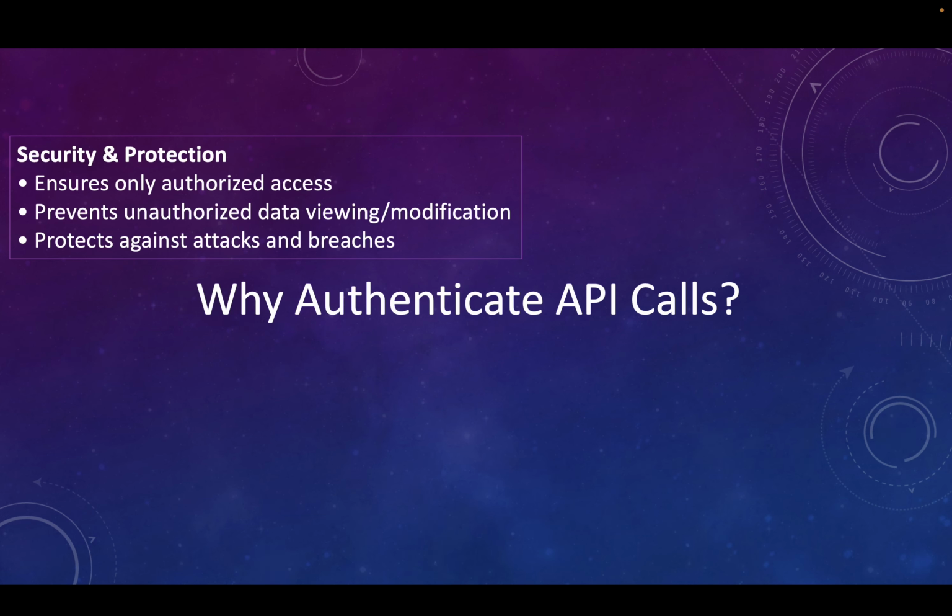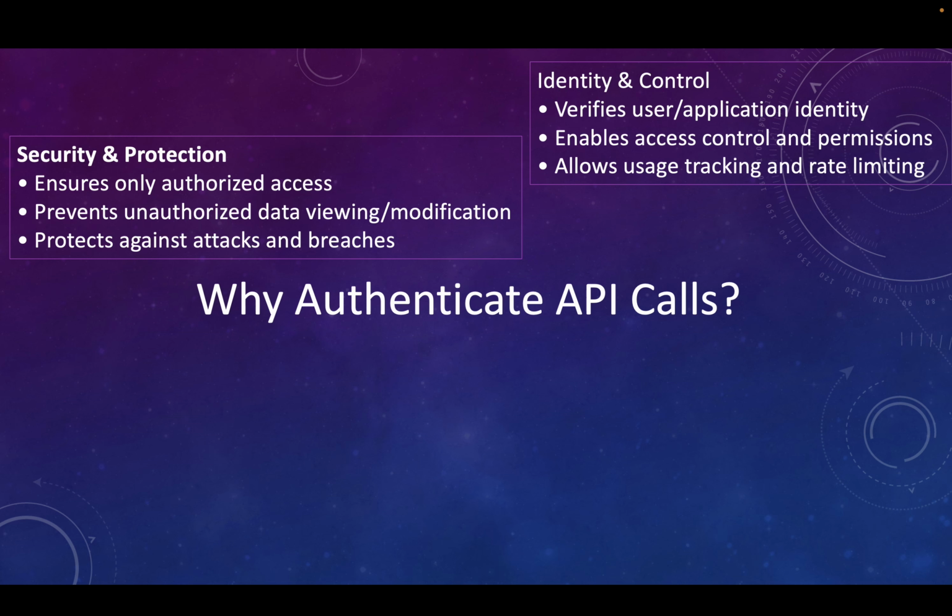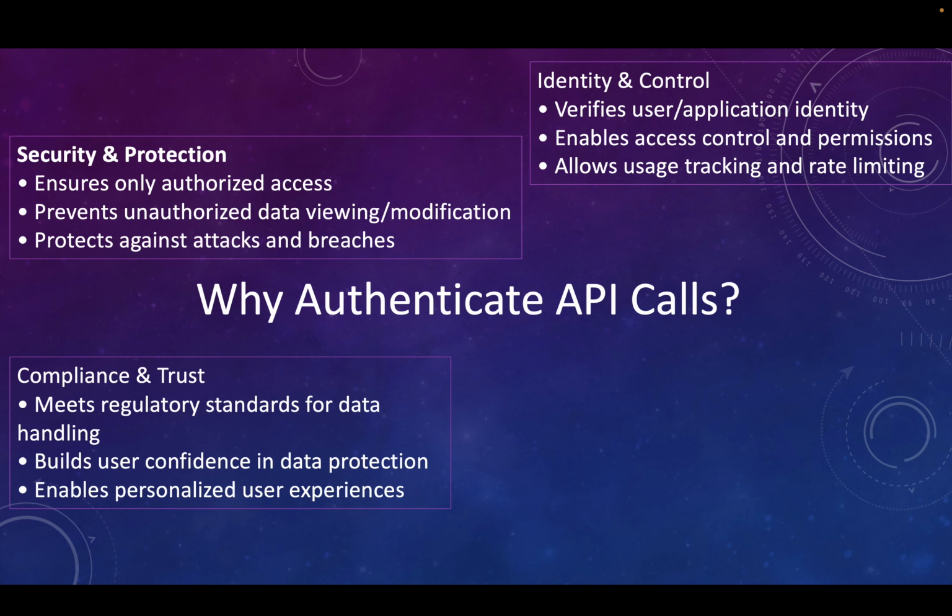For security and protection, of course. It ensures only authorized access, prevents unauthorized data viewing or modifications, and protects against attacks and breaches. Identity and control verifies user and application identity, enables access control and permissions, and also allows usage tracking and rate limiting. Not only that, it is also needed to be compliant.